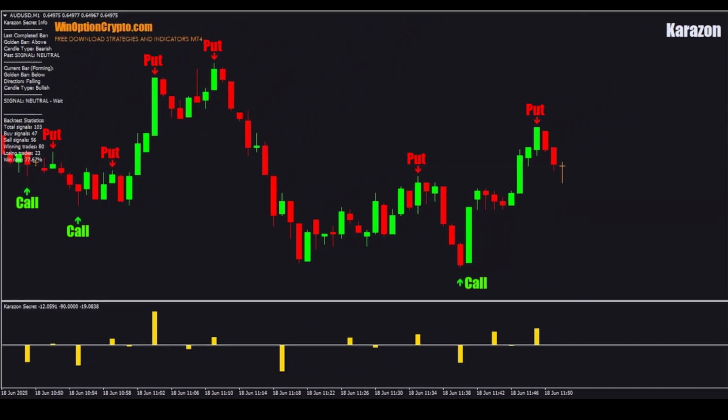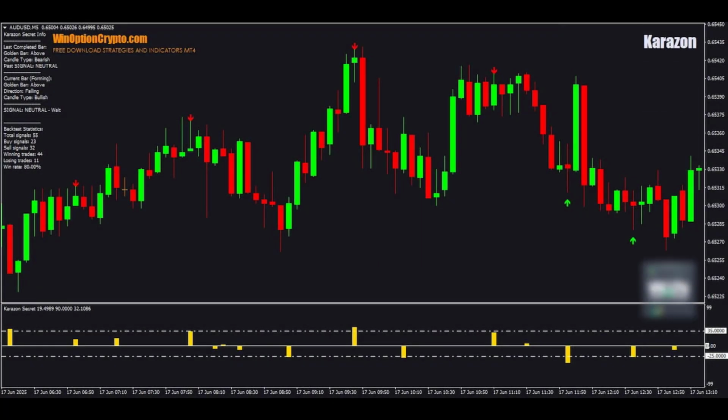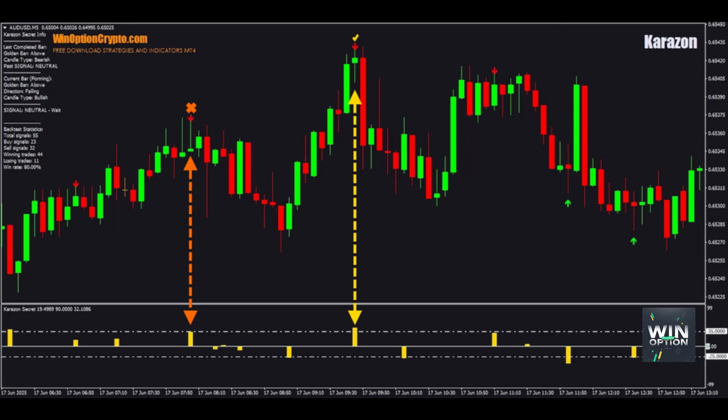This is not the end of the capabilities of this tool. In addition to the function of preliminary notification of a possible transaction, the histogram at the bottom of the screen acts as a signal filter. You can set the threshold level yourself. When exceeded, you will take the signal into work. This will additionally increase the share of profitable transactions in the Karazon strategy.